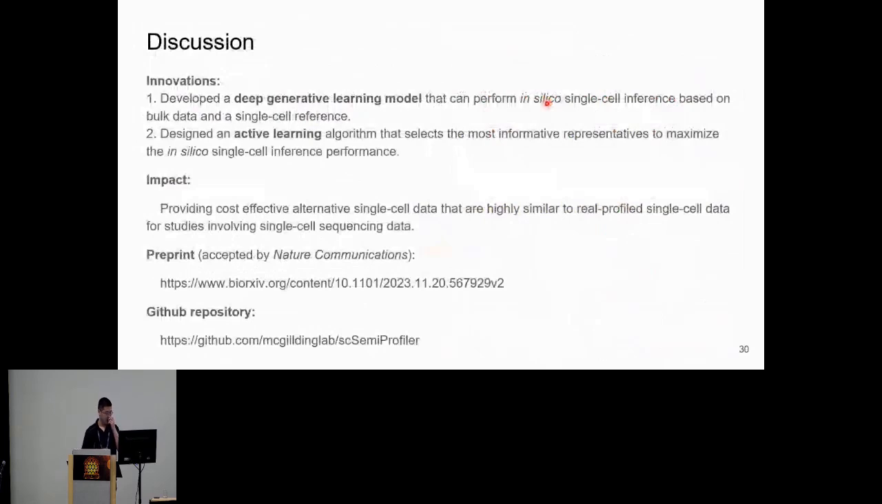So to conclude, we develop a deep generative learning model that can perform in silico single cell inference for a target sample based on the bulk data and a single cell reference. And we also design an active learning algorithm that selects the most informative representative samples to maximize the in silico single cell inference performance. And we believe the impact is that we can provide a more affordable alternative to single cell data for any single cell studies.